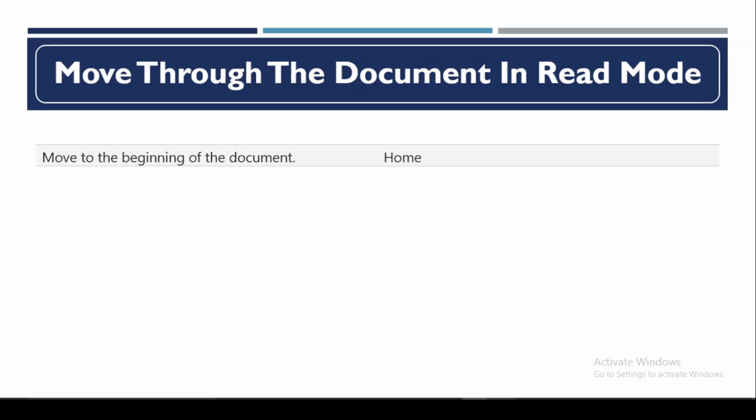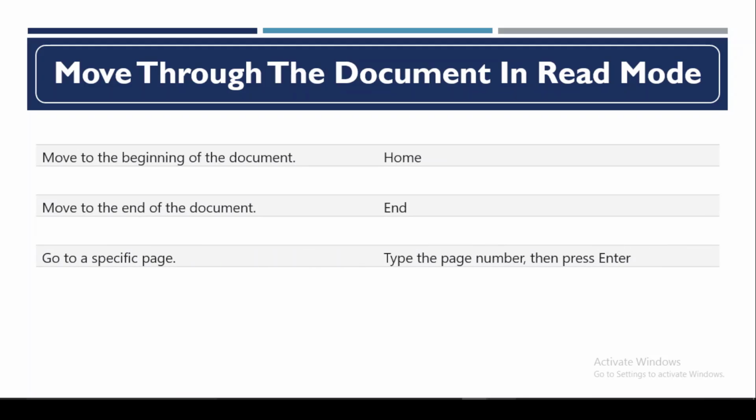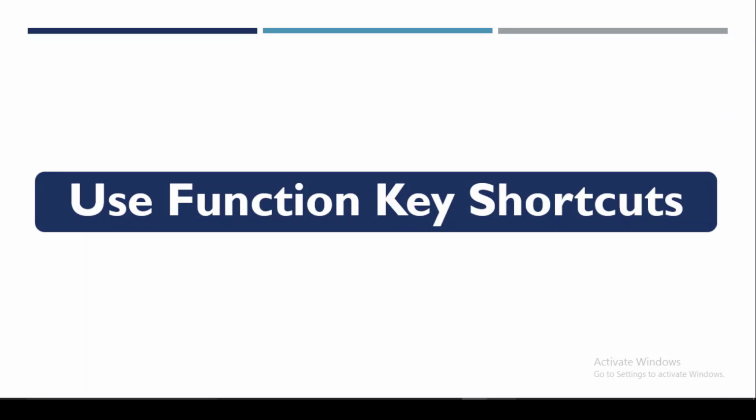Now, have a look at move through the document in read mode. Move to the beginning of the document, home. Move to the end of the document, end. Go to a specific page, type the page number, then press enter. Exit read mode, ESC. Now, have a look at use function key shortcuts.